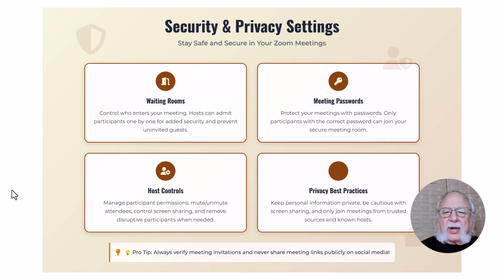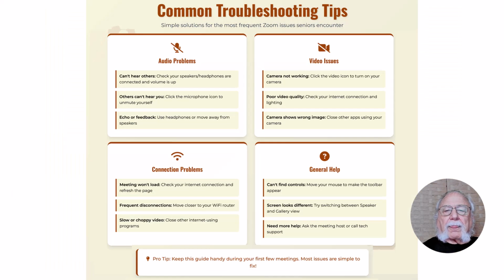Privacy best practices include being cautious about sharing meeting links publicly, using waiting rooms for sensitive meetings, regularly updating your Zoom application to ensure you have the latest security features, and being mindful of what's visible in your background when your camera is on. Even with good technology, issues can arise in Zoom.